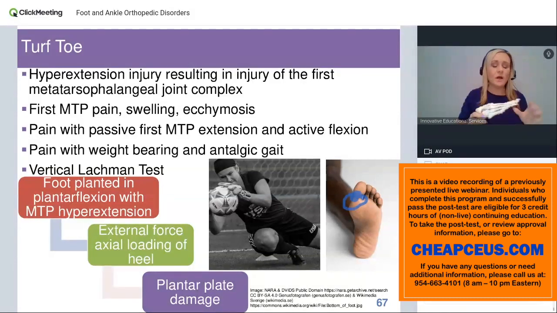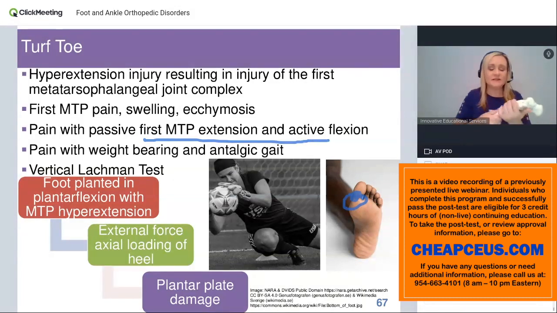joint. They say like the football player at the bottom of the stack, or someone who's doing a push off type of activity, where that toe is jammed down. It's called turf toe because the turf is not forgiving. So it kind of jams the toe in place, where we have pain created and trauma in that area. So passive extension, active flexion of the first metatarsal phalangeal joint is going to cause pain for that individual.